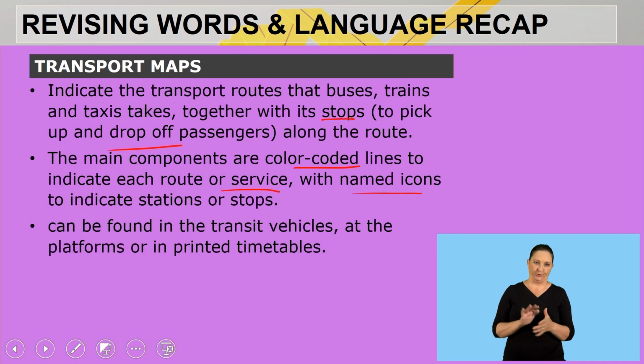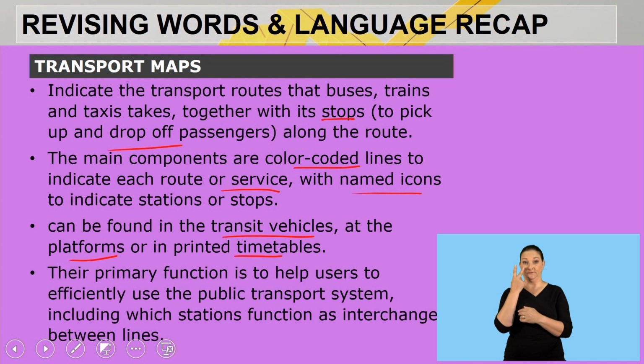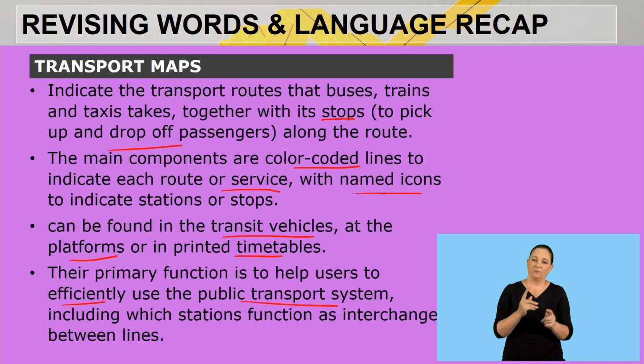Now, transport maps can be found in the transit vehicles, at the platforms or as printed timetables. Also important is that the primary function is to help users efficiently use the public transport system, including which station functions as interchange between the lines.